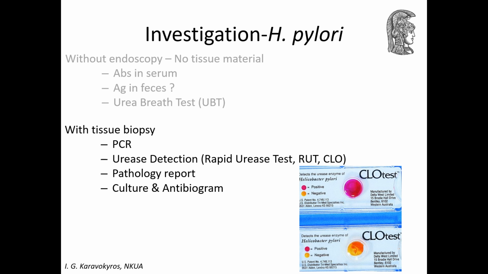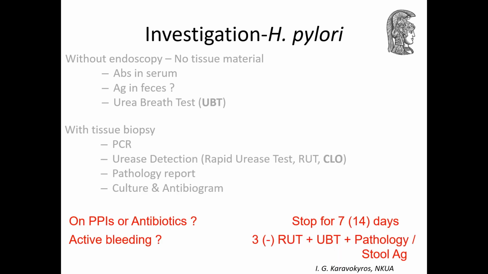Helicobacter can also be seen in microscopy on pathology examination. Finally, culture and isolation will determine susceptibility to antibiotics, but it takes about 4 weeks. The choice of method depends on various factors. Treatment with antibiotics, or with PPIs, affects the activity of urease, and should be stopped for at least 7, or better, 14 days. Similarly, active bleeding affects urease activity, so ruling out Helicobacter demands all 3 tests, CLO, microscopic examination, and UBT, to be negative, or the detection of antigen in stools.